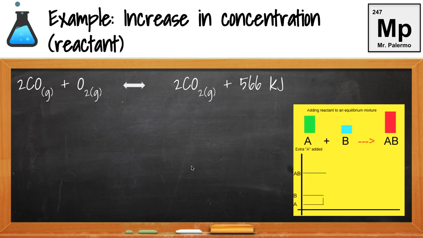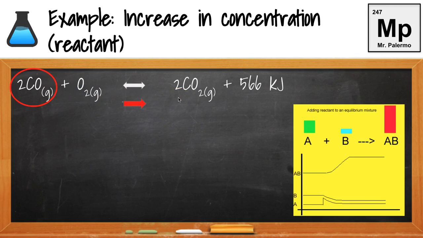So let's look at our first example. We're going to increase the concentration of one of our reactants. Reactants are on the left-hand side. So we're going to increase CO. When we add more CO, in order to reestablish equilibrium, think about what we did in class in terms of that ratio that has to be maintained for equilibrium. In order to reestablish that ratio, we have to shift equilibrium to the other side. So when we add to one side, it's going to shift away to the other side.